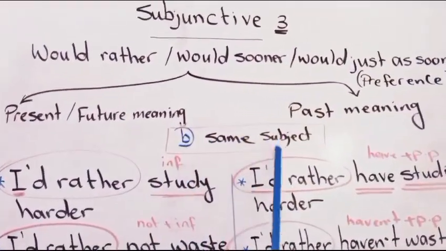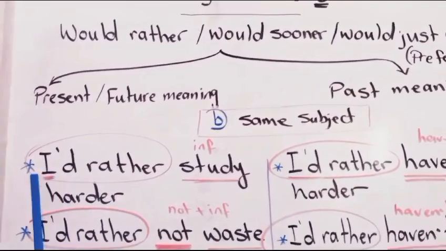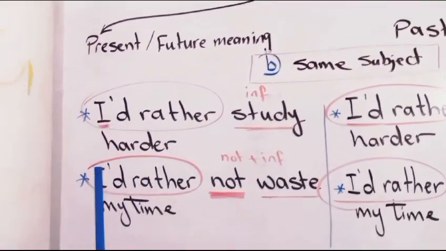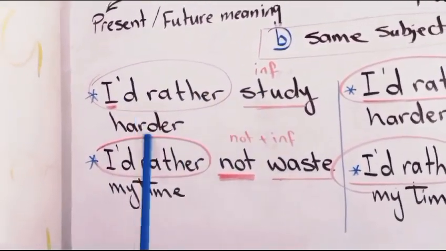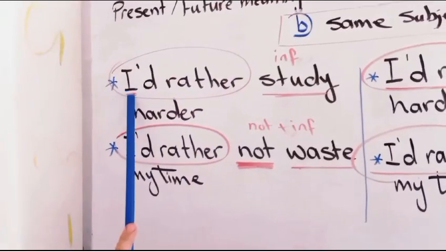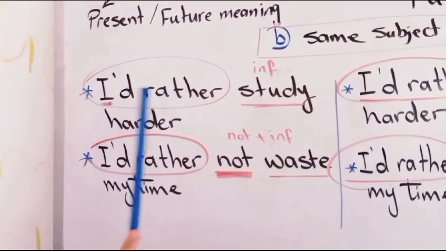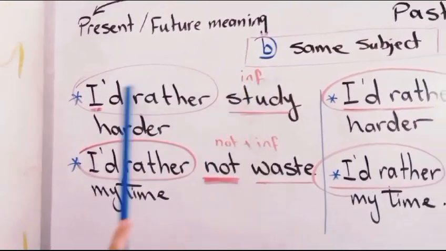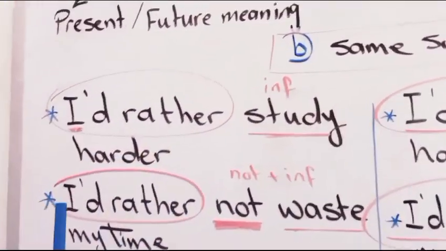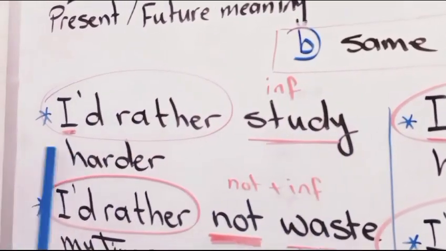But when we have the same subject, I mean, when the sentence has only one subject, I'd rather study harder. There is no subject except for I here. I'd rather study. Here, after I'd rather, I use the infinitive. I'd rather study harder. This is for positive sentence.